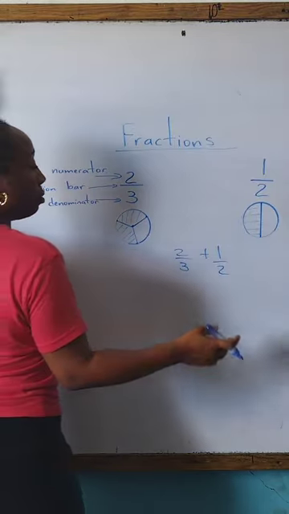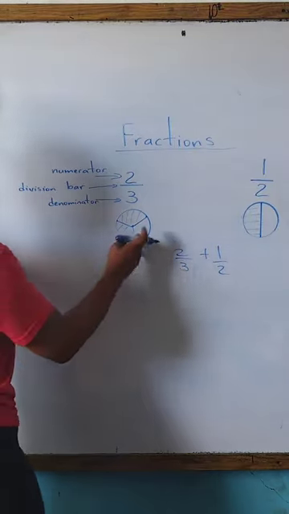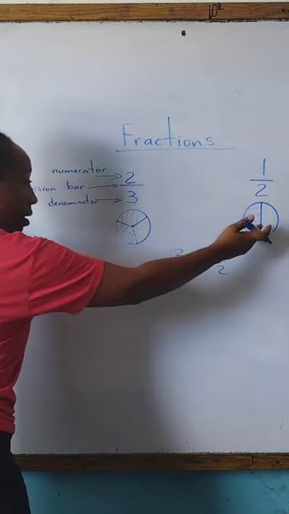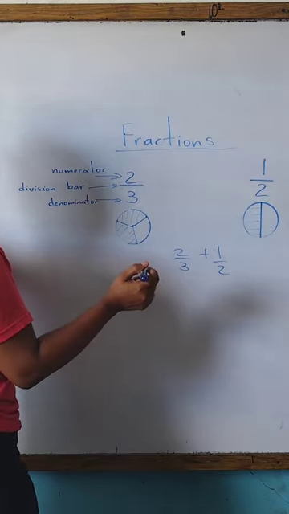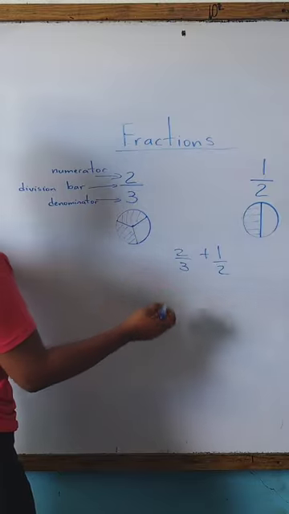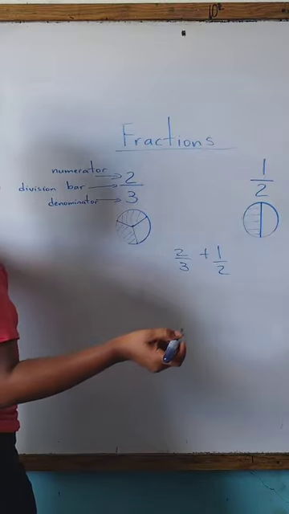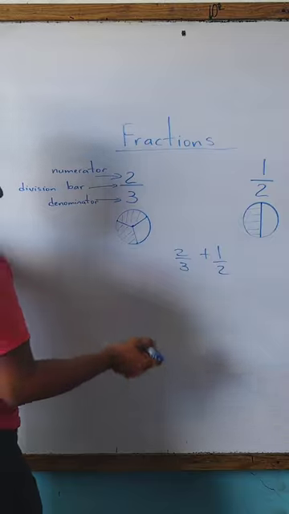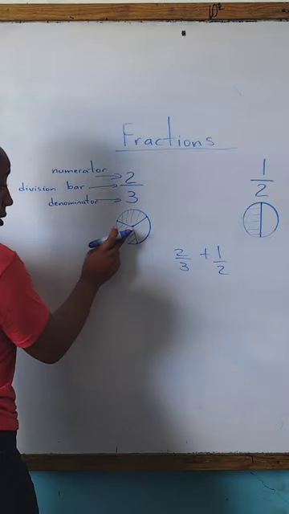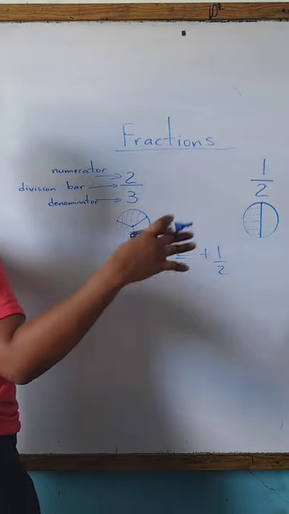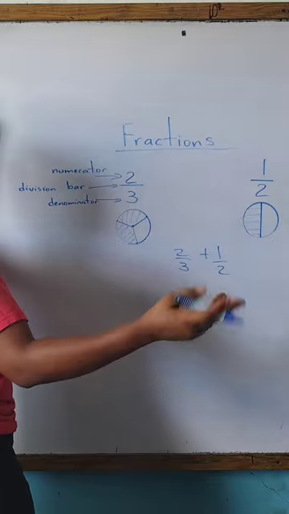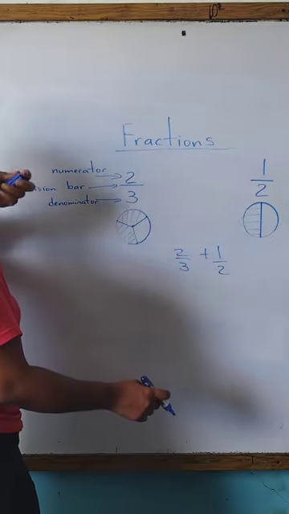So what do I then do in order to add them? I now need to make some changes to the size of the pieces that I have divided my fractions into. And that is where the LCM that you should have learned comes along. I now need to divide up this whole and this whole so that they have the same size, the same amount of slices. Right?